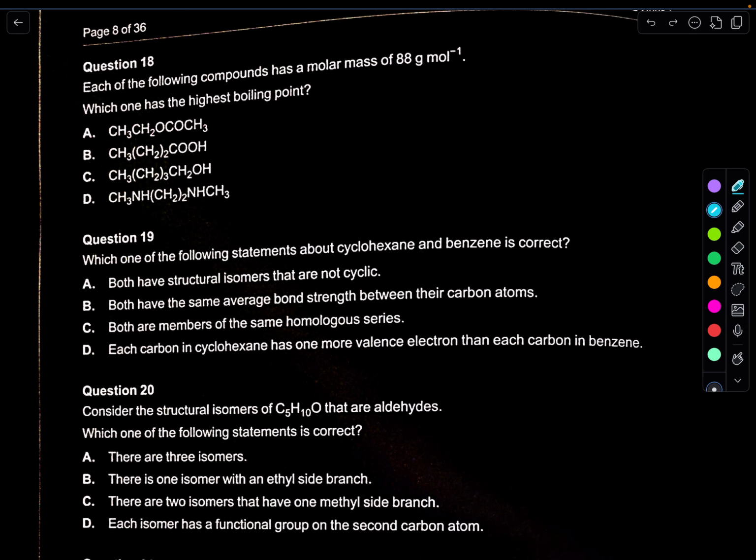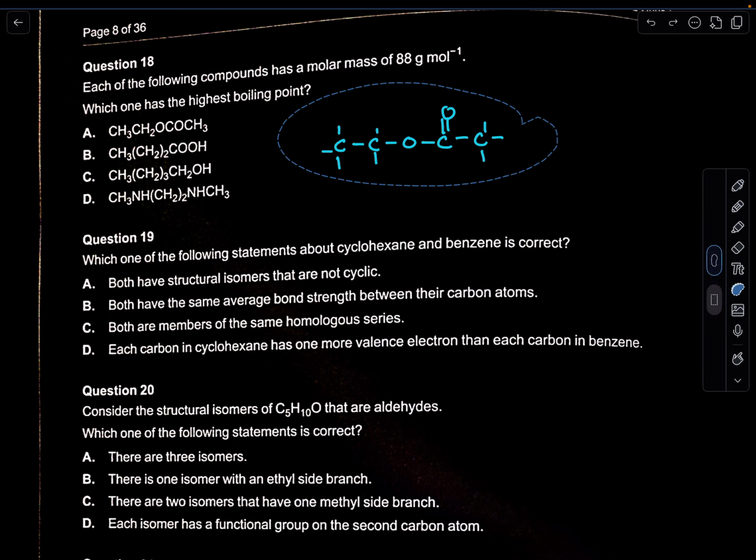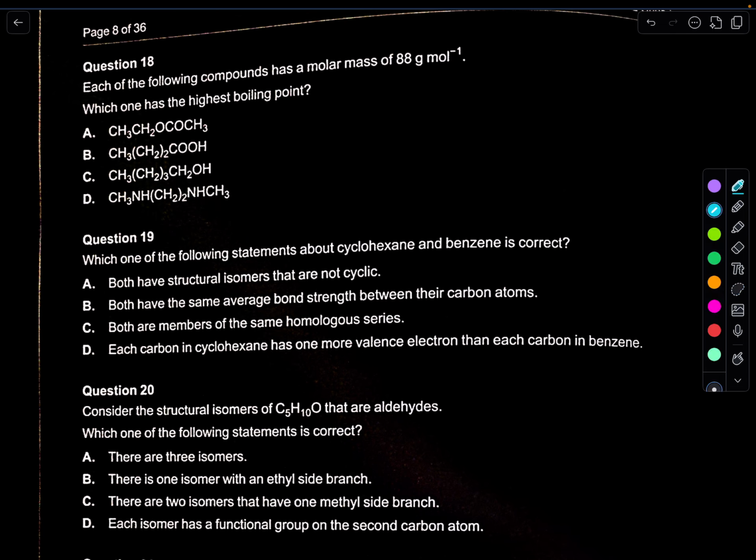So for the first one, it's C, O, C, and then C here. So it's actually an ester. An ester here only forms dipole to dipole bonds. So this one over here is only dipole to dipole.